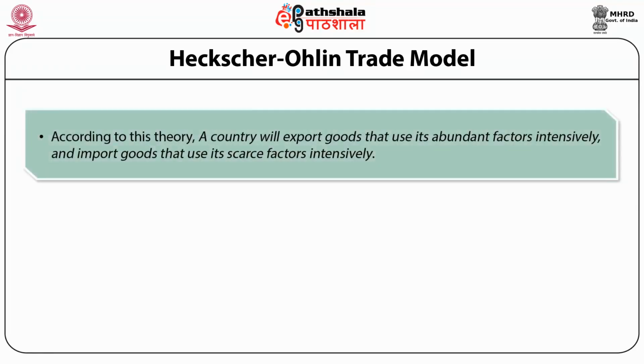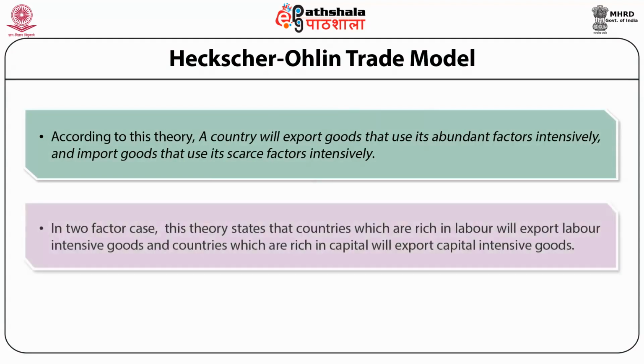According to this theory, a country will export goods that use its abundant factors intensively and import goods that use its scarce factors intensively. In the two-factor case, this theory states that the countries which are rich in labor will export labor-intensive goods and the countries which are rich in capital will export capital-intensive goods.